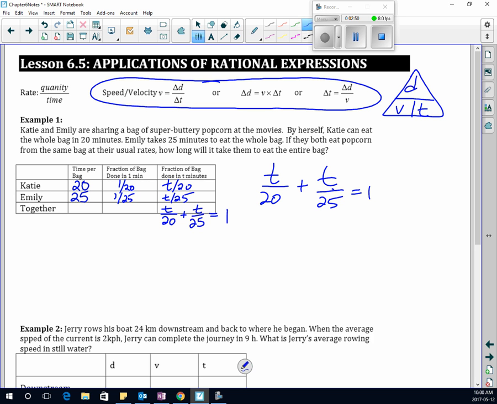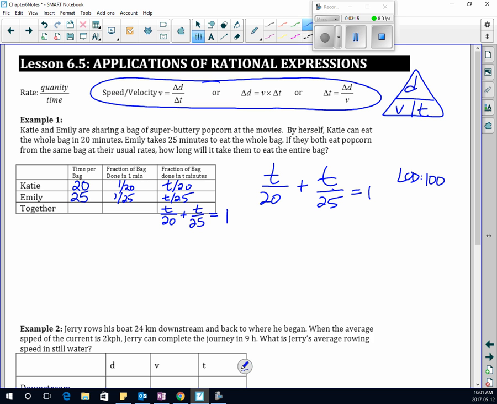So what's my LCD here? That would be 20 and 25. What do they both go into? That would be 100. There is no non-permissible value because we don't have variables in the bottom, so there's no way we could ever get something that's undefined. So anyways, I'm going to multiply each and every term by 100.